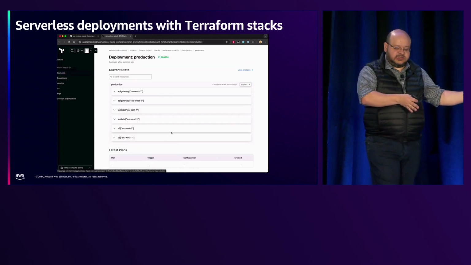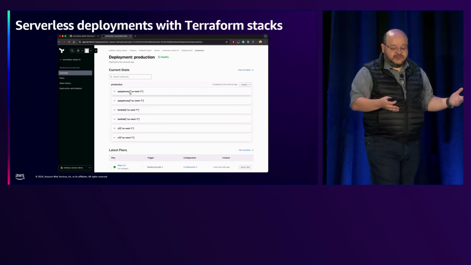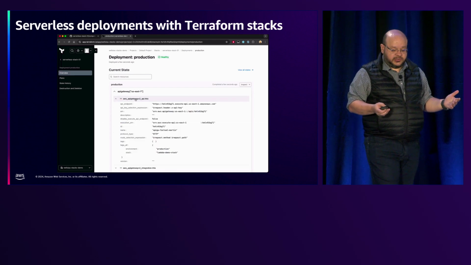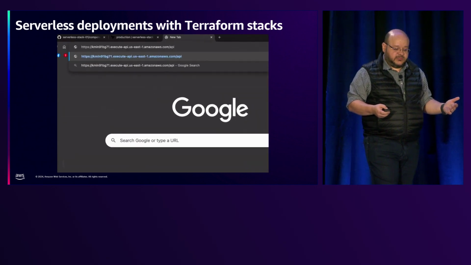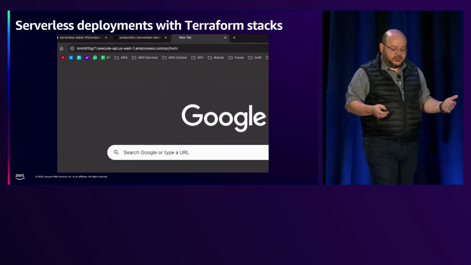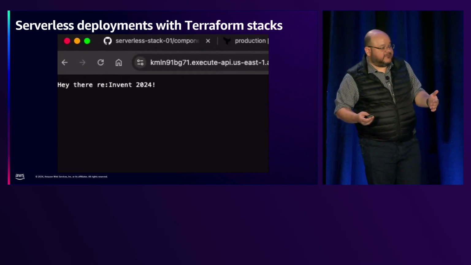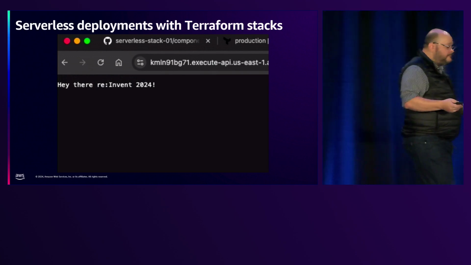Everything is Git, right? You have full trail. And if I go to the resources that were just deployed, I'm going to take this URL of the API gateway that was literally just created. If I paste it into my browser, you will see, hey there, reInvent 2024, right? So that's my source code, okay?